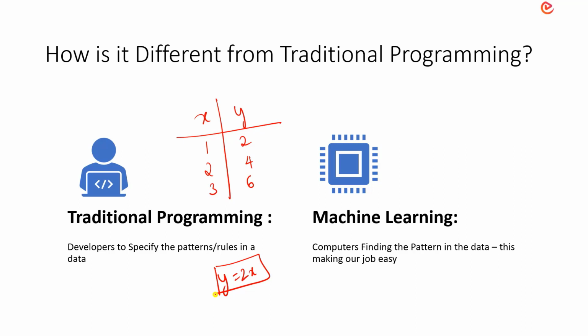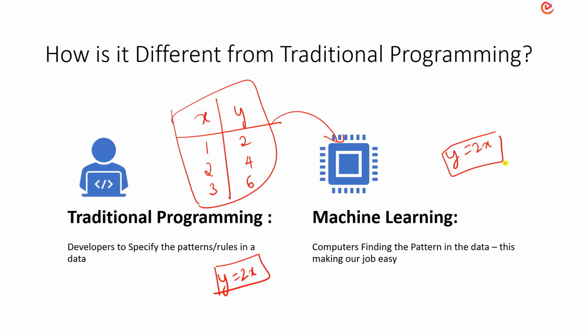But in machine learning, what we will do is give this data to my machine learning model, and the model is going to tell us, hey, with the given data of x and y, I feel there is a relationship, and this relationship is given by the equation y is equal to 2x. So did you make out the difference? In traditional programming, as a developer, I had to manually specify what the relationship between x and y is.